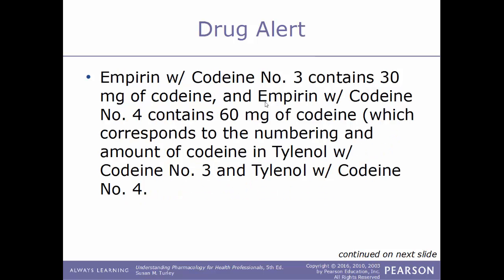Now we'll mention a drug alert. Empirin with codeine number 3 contains 30 milligrams of codeine, and Empirin with codeine number 4 contains 60 milligrams of codeine. And this will correspond to the numbering and amount of codeine in Tylenol with codeine number 3 and Tylenol with codeine number 4.